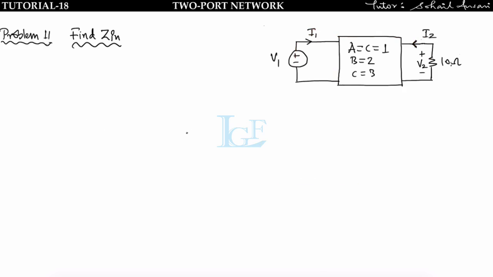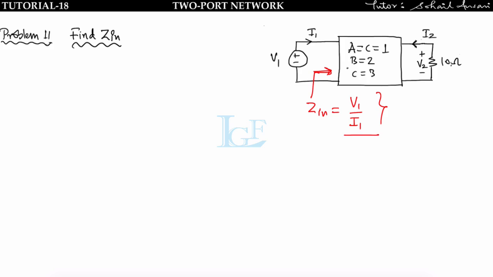Now let us see this problem. In this two-port network, ABCD parameter is given. A is equal to D is equal to 1, B is equal to 2 and C is equal to 3. And we have to find input impedance, means this is Zin. So Zin is given by V1 upon I1, input voltage upon input current. So finally I have to find V1 upon I1.